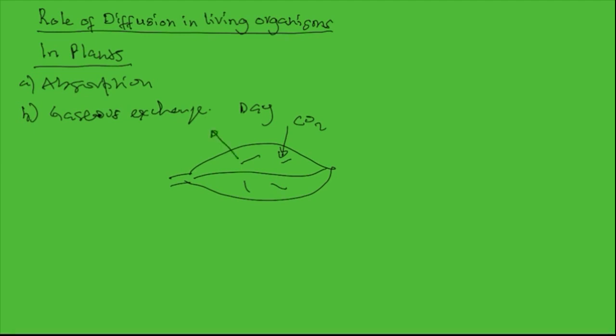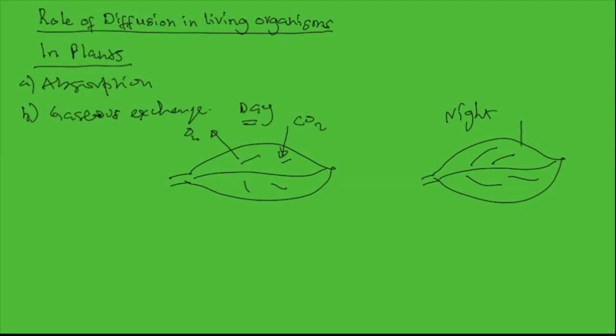while at night, that is in the absence of light, there is no photosynthesis and only respiration takes place. Respiration requires oxygen, so oxygen diffuses from the atmosphere into the leaf through the stomata, while carbon dioxide, which is one of the waste products of respiration, is released from the leaf and diffuses out into the atmosphere.